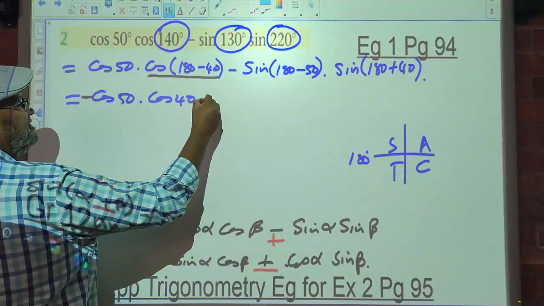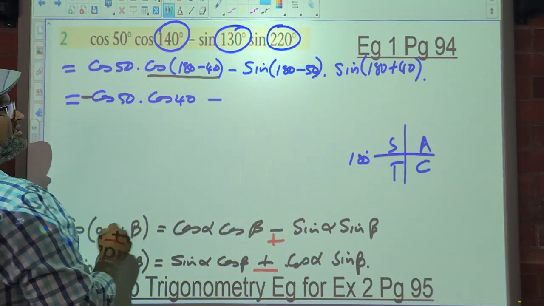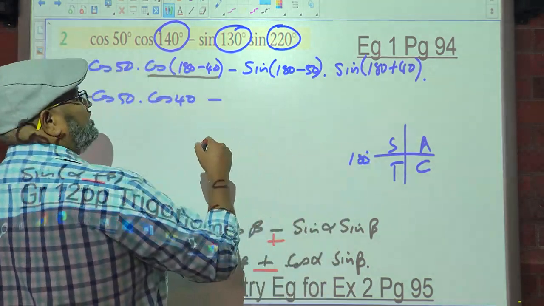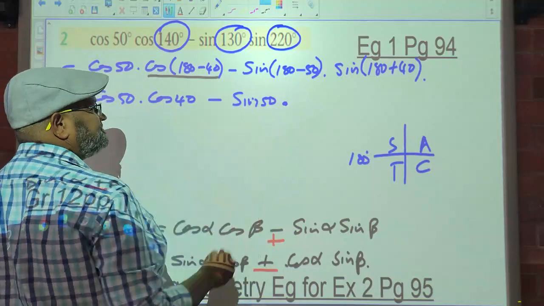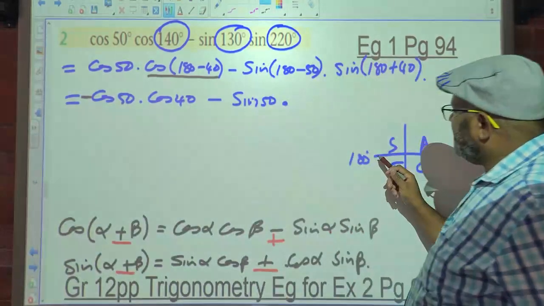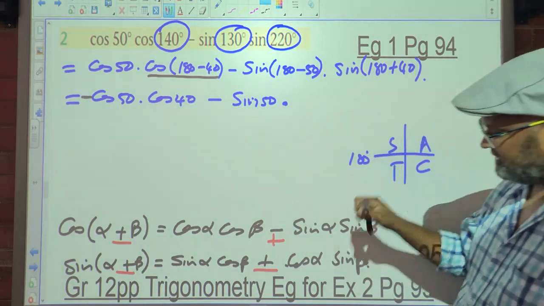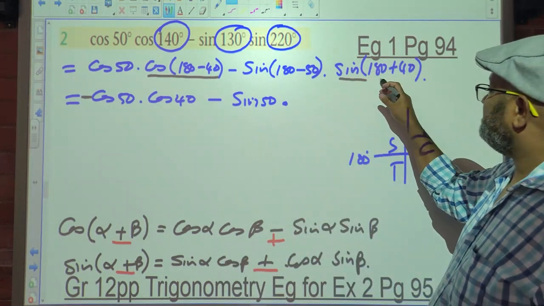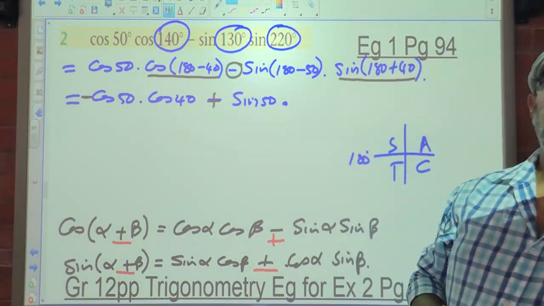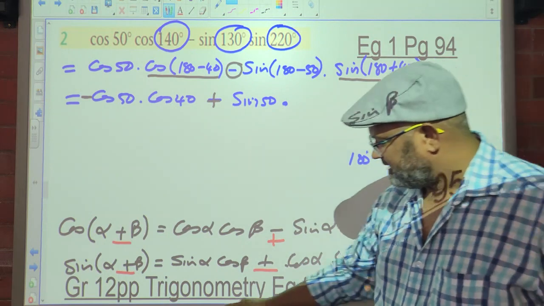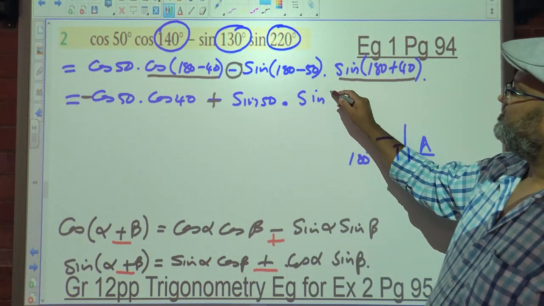Minus, 180 minus is in which quadrant? Second. Is cos positive or negative? Positive. Sine 50 times sine(180 plus 40). 180 plus is in which quadrant? Third. Is sine positive or negative? Negative. Now that negative that's going to come from here is going to make this negative positive. It will be positive, a negative sine 40.